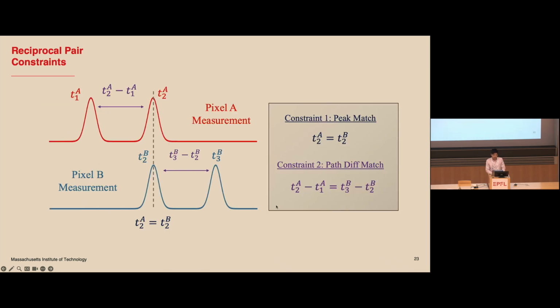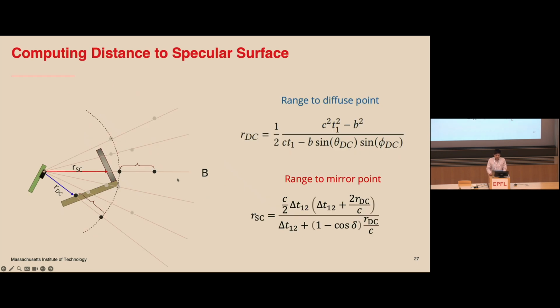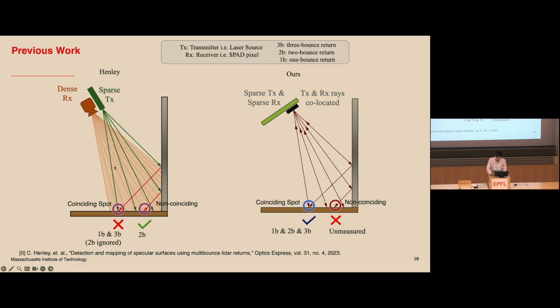So combining both constraints, you get the reciprocal pair constraint, where one of the echoes must match in the time of flight, and the difference of the time of flight must also match. Once you compute the reciprocal pair constraint, you can identify which one is one bounce, two bounce, and three bounce, and from there you can compute the distance to the diffuse surface and the distance to the specular surface.